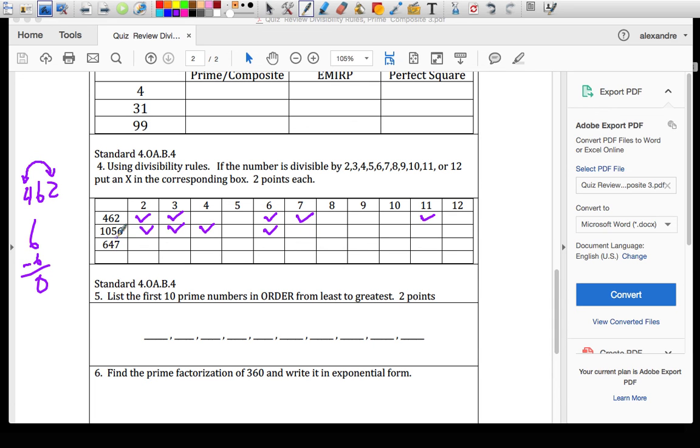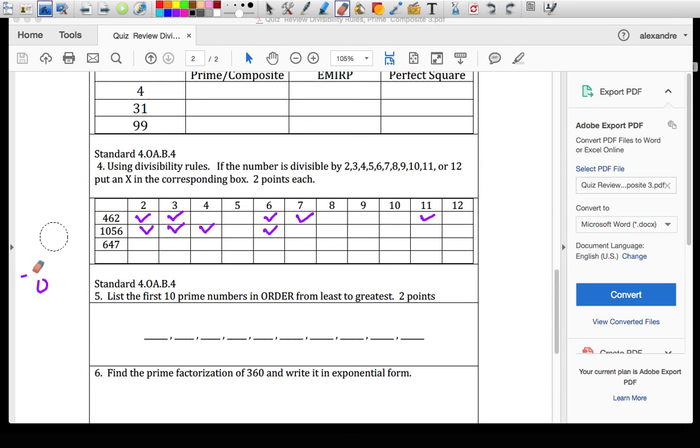7, double the last one. So it's 1056. Double this last number, it becomes a 12. Let's subtract it from 105. 105 minus 12, that's going to be a 3, and then borrow, 9 minus 1, 93. 93 is definitely not a multiple of 7. It's not going to work. Let me just erase this again.